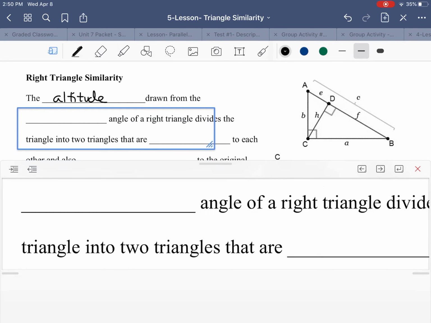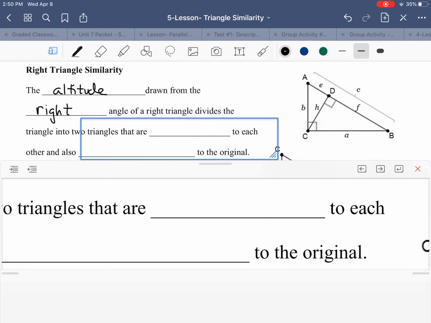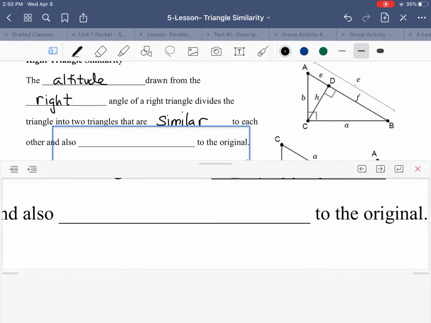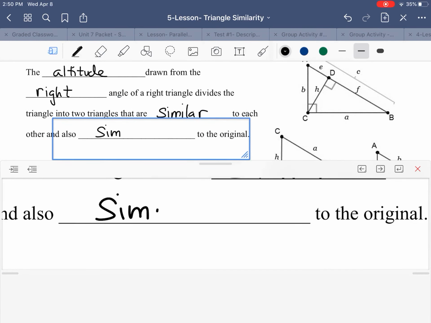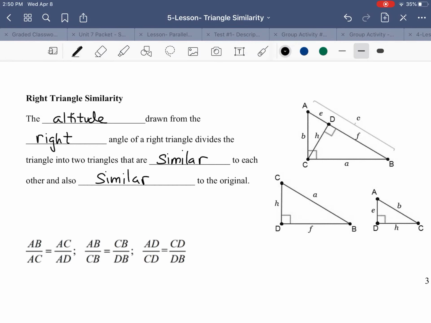From the right angle of a right triangle divides the triangle into two triangles that are similar to each other and also similar to the original. All right, and there's some justifications in the form of a diagram, but we also have these ratios, proportions, etc. that come out of all of this.